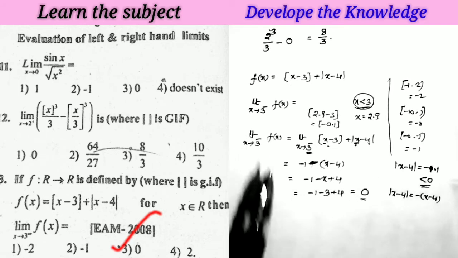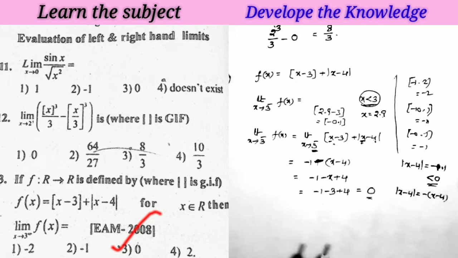Okay. Listen carefully to the difference. This is a very important model: how to find the step x value and how to find the modulus value in the case of left hand limit and right hand limit. This is important. Very important.